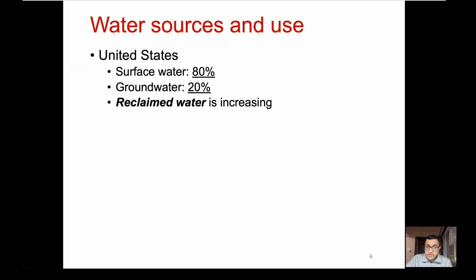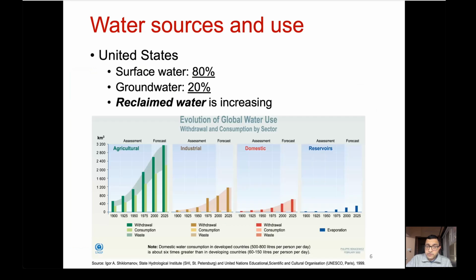And then, as I said, in the United States, most of the water being used is surface water and a little bit of groundwater, but the use of reclaimed water is also increasing given the water stress. And here you can see the different sectors and their withdrawal and consumption. Agriculture being the dominant sector, it's said agriculture uses about 70% of the total water that's available globally, and then industrial water use is followed by domestic water use.